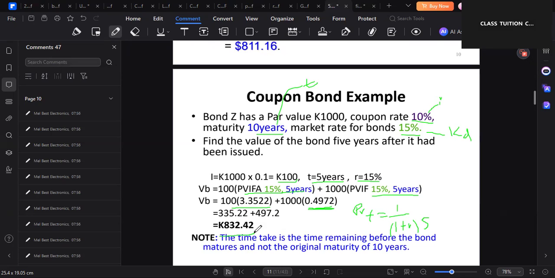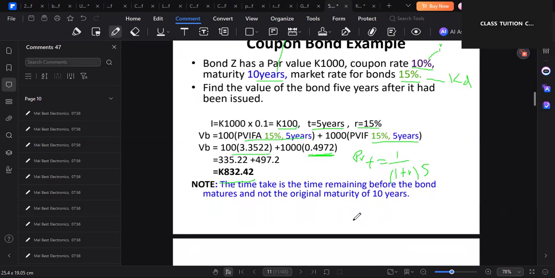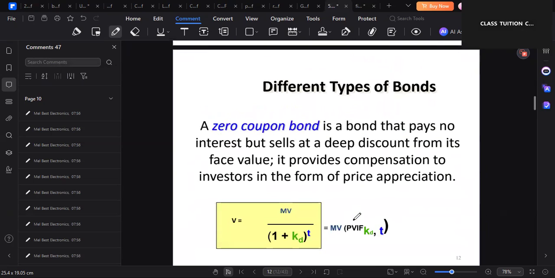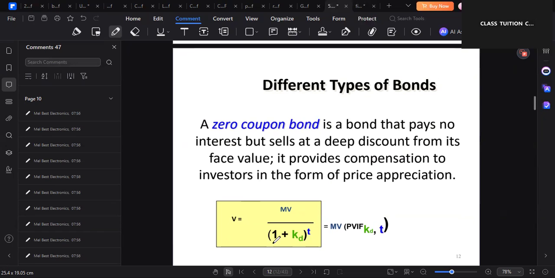So we go to our current yield. The current yield will simply be 100 over 832. So this is what you calculate. So there's also what we call the zero coupon bond. It's simply given by the face value over the discount factor, or face value times the discount factor, because the coupon value and coupon rate will give you zero. So we're just looking at the other part there.